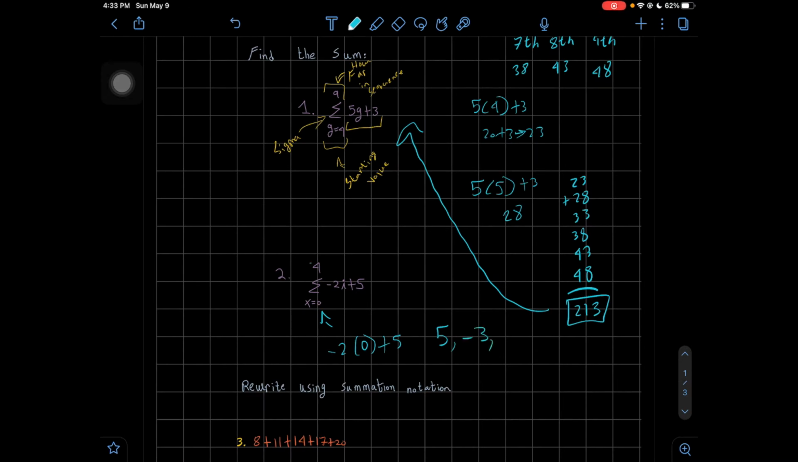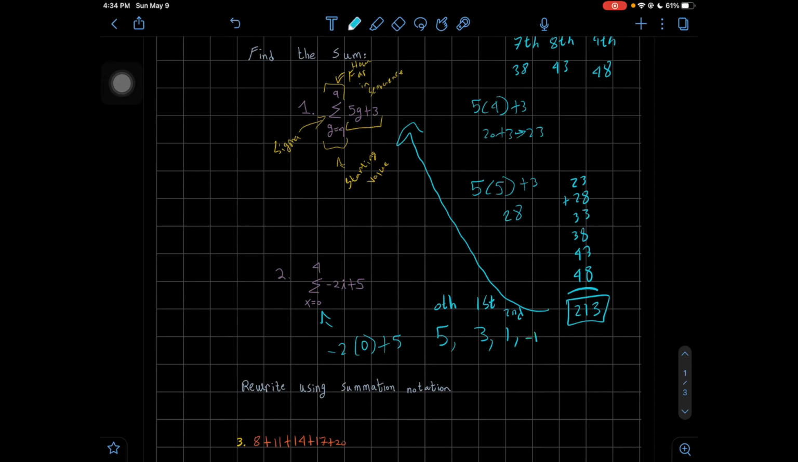Then we're going to our 4th value, so we need 3 more values. This is our 0th value, and this is our 1st value. Then we substitute in our 2. Negative 2 times 2 is negative 4, and negative 4 plus 5 is 1. That's our 2nd value. Now we're doing the 3rd value. So 3 times negative 2 is negative 6, and negative 6 plus 5 is negative 1.